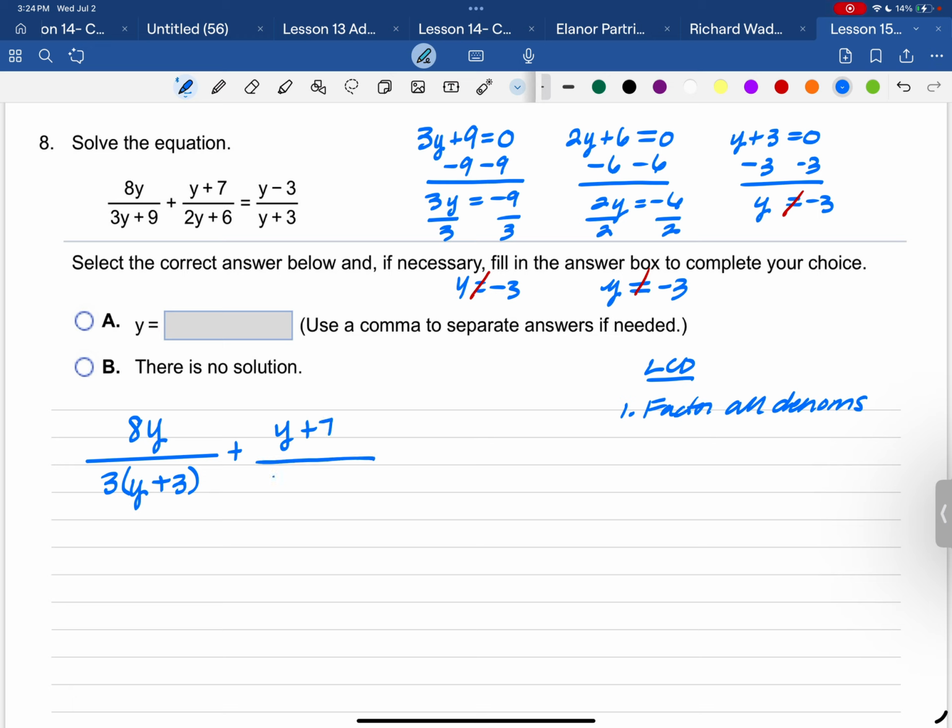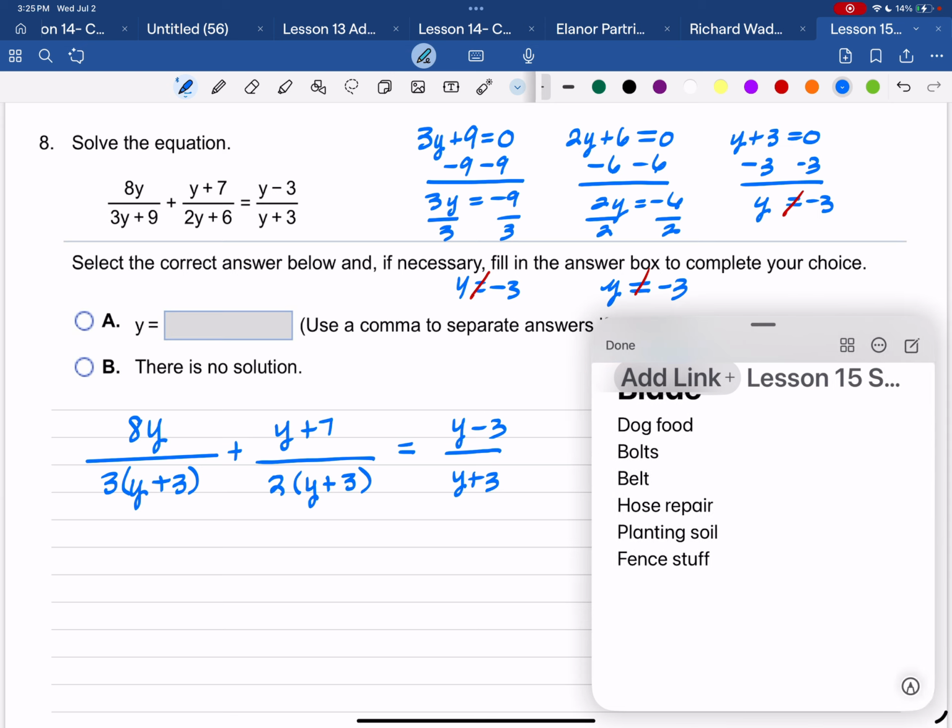There's a common factor of 2. To get the 2y, I need a y. To get the 6, I need a plus 3. Equals y minus 3 over y plus 3. Now, the second step for LCD is to take the first denominator and just multiply that times whatever's missing from the other denominators. So the missing factors. You can't do this until you're in factored form.